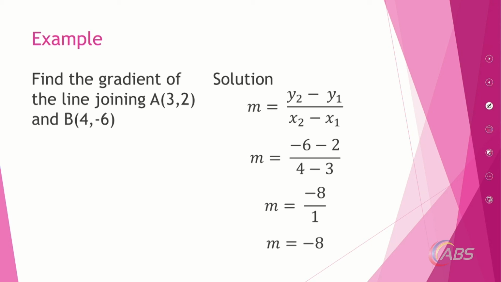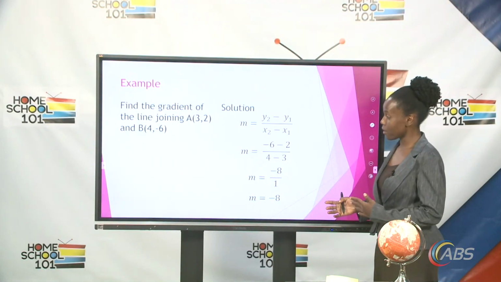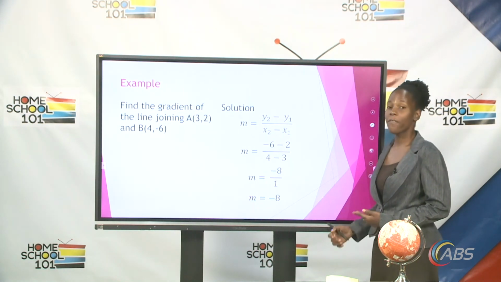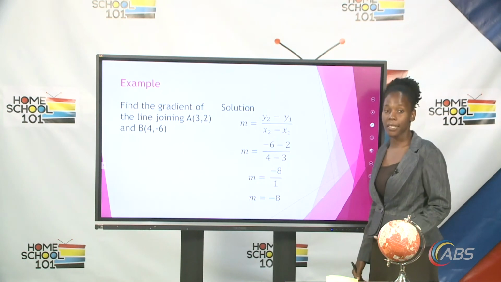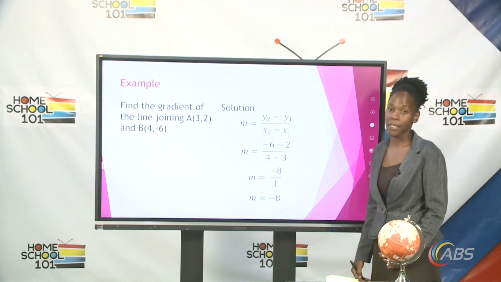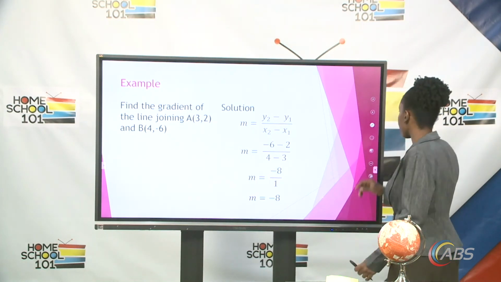Negative 6 minus 2: when we are subtracting and the signs are the same, we simply take the sum. So 6 plus 2 gives us negative 8, divided by 4 minus 3, which gives us 1. To go through again, we have 2 signs, both negative, so it becomes negative 6 minus 2, divided by 4 minus 3, that gives us negative 8 divided by 1. Once we divide negative 8 by 1, it gives us itself, which is negative 8.